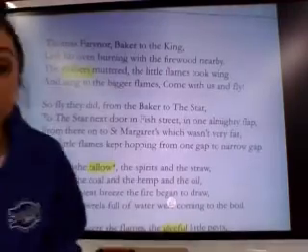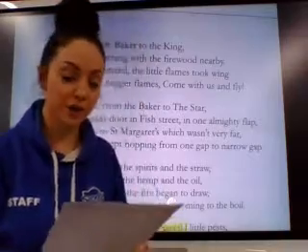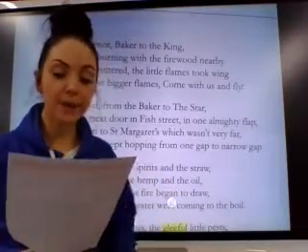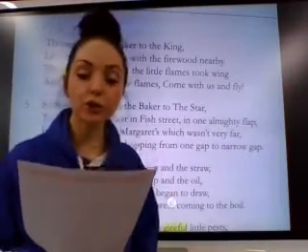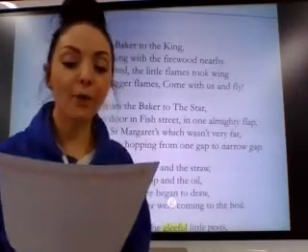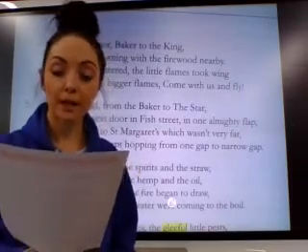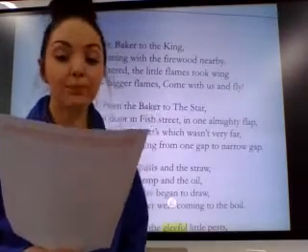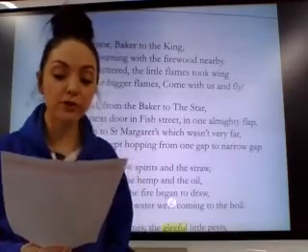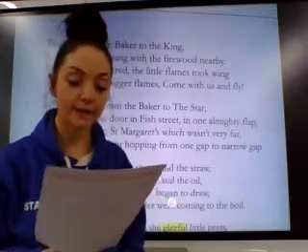So the introduction then to our text for today. Our text is the Great Fire of London, and it says, on the 2nd of September 1666, a huge fire broke out in central London. The fire burned for 4 days and destroyed thousands of homes. This poem was written by George Surtees. It describes how the Great Fire of London started and how it quickly spread from one building to the next.